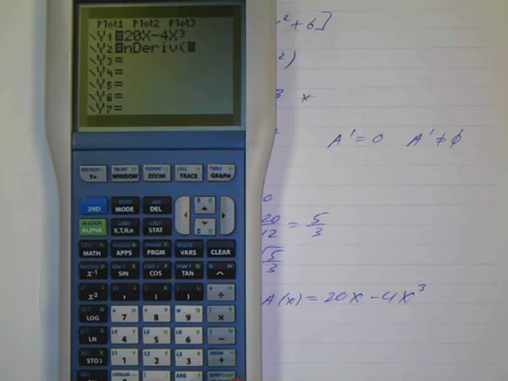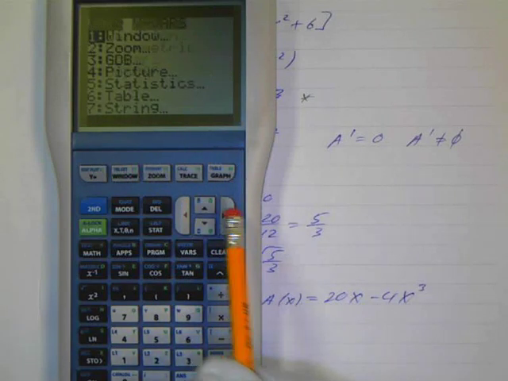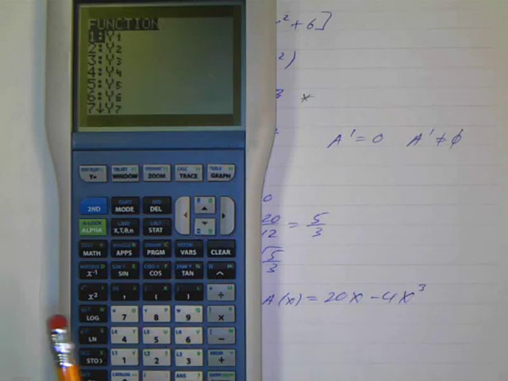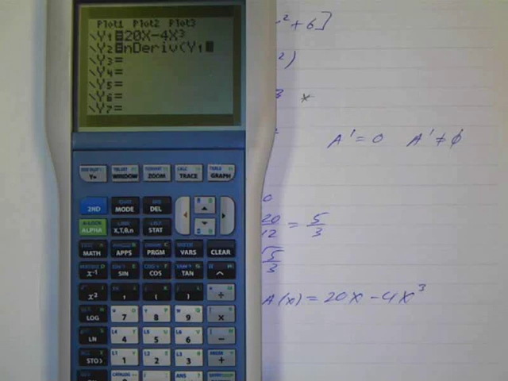I think we talked about this back in chapter 3, I hope. Okay, now what I want to do is take the derivative of this, which is in Y1, so I'm going to hit VARS, and I'll move over to Y VARS. Now watch carefully and press enter, and I want that original function, Y1. I can choose any of those, but in this case I'm going to use Y1. I'm going to press enter, and that puts that there.